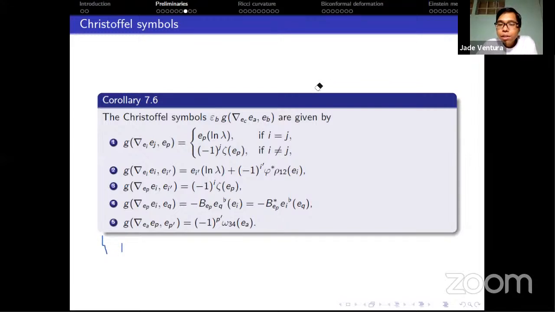So the Ricci curvature is defined in terms of the Riemannian curvature, and the Riemannian curvature by definition uses the Levi-Civita connection. So the Ricci curvature uses the Levi-Civita connection, and the Levi-Civita connection is completely determined by these Christoffel symbols. So if we want to compute the Ricci curvature in terms of the definition, in terms of the Levi-Civita connection, we must compute these Christoffel symbols, and these are computed as follows.